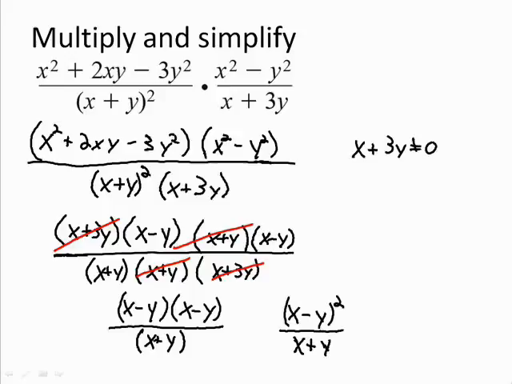X plus 3y cannot be equal to 0. Subtract 3y from each side. X cannot be equal to negative 3y. So the simplified expression is the quantity x minus y squared divided by x plus y, where x is not equal to negative 3y.